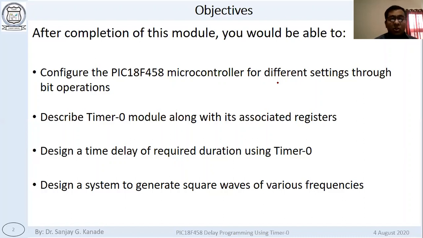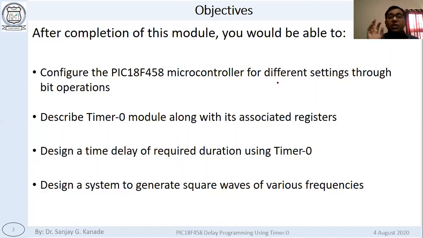Then the most important part: we will be able to design a time delay of required duration using timer zero, because that is the ultimate goal of timers, right? To design a particular amount of time delay, for example a 2 second delay, or a 1 second delay, or a 20 millisecond delay, whatever we want, we can design using timer zero. And finally, we will be able to design a system to generate square waves of various frequencies using the timer module.